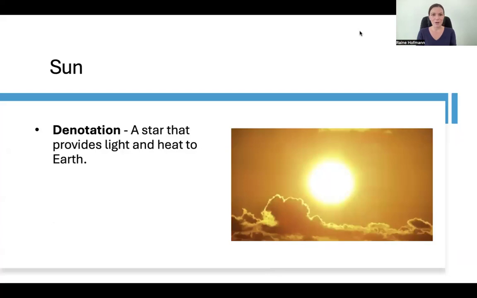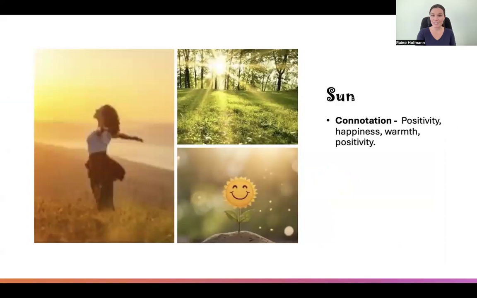Let's look at the example of the sun. So if we had to think of a simple, direct definition of the sun, we might have something along the lines of a star that provides light and heat to Earth. Simple. However, if we think of the connotation of sun, we think of all of these wonderful things, such as warmth, positivity, happiness. Perhaps we even think of our mood being lifted. Perhaps we think of beautiful things like flowers and growth and warmth, and even our facial expressions, a smile.